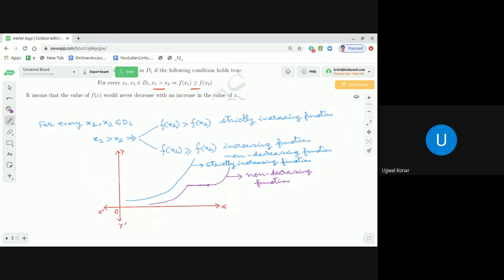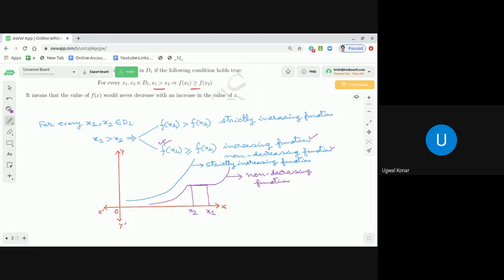If you look into this particular region, you take two values. Suppose you take this one as x2 and this one as x1. So what do you get? x1 is greater than x2 now, but f(x1) is equal to f(x2), which falls into this category. And we can either say it is an increasing function or we can say it is a non-decreasing function. It depends on what kind of terminologies we are using.